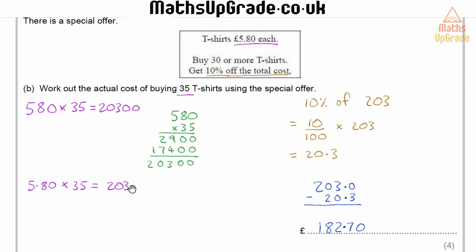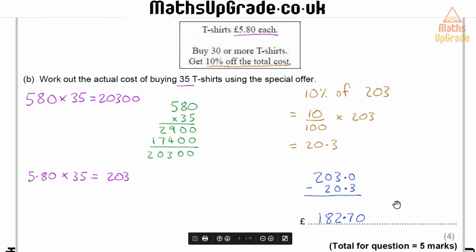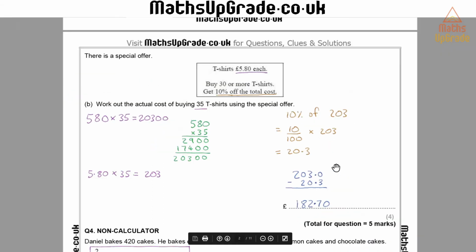Now I need to find 10% of this and then take it off. To find 10% of this, here's 10% as a fraction. In other words, I need to do 203 times 10 and then divide by 100. The overall effect of this is dividing by 10. So the answer is £20.30, which is the discount I get. So that's how much I can take off this amount. If I subtract those two using the column method, I get £182.70. Again, that's a sensible answer, and the whole question there is worth 5 marks.